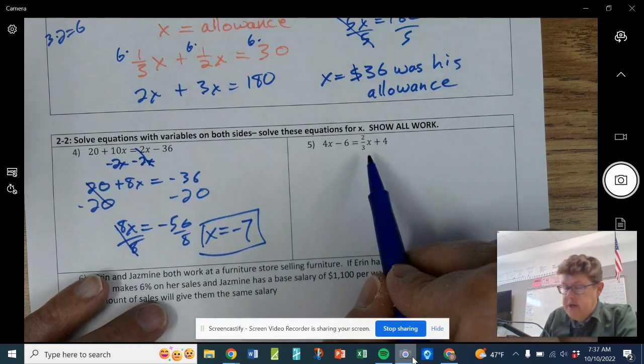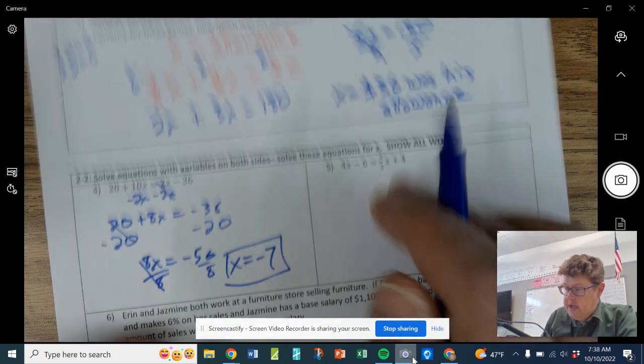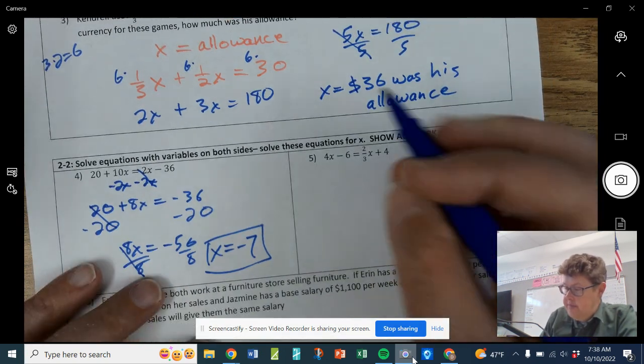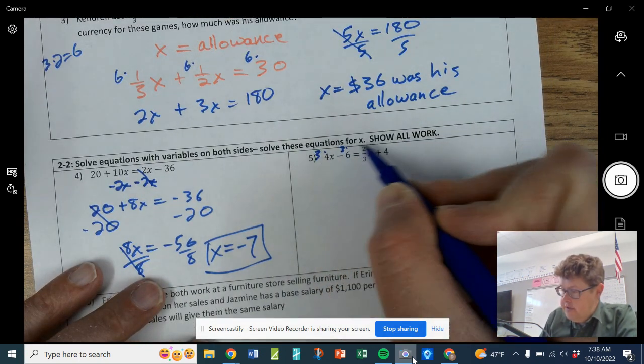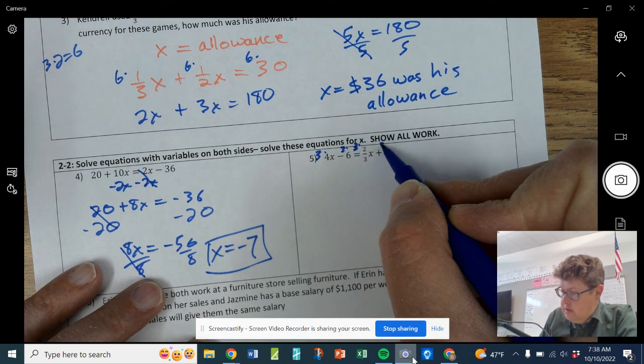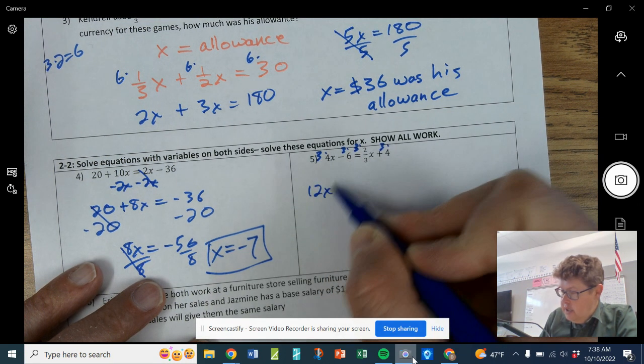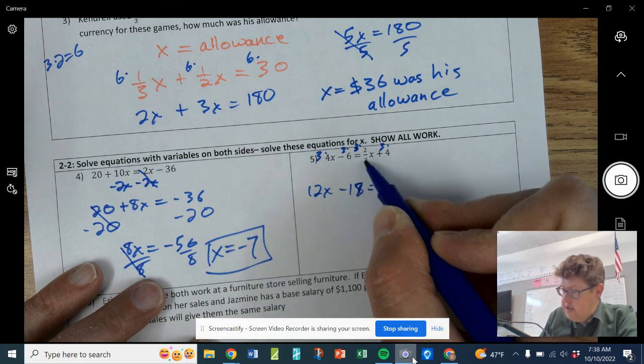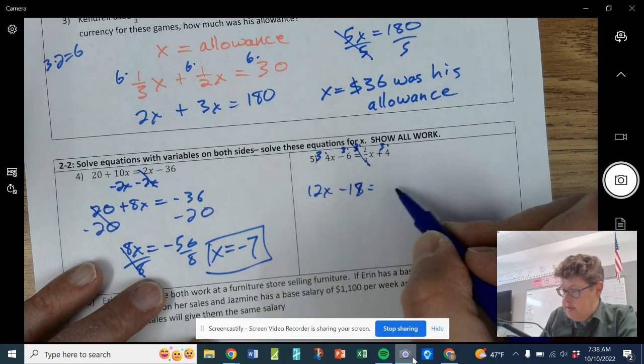All right, so now we've only got one fraction, right? So instead of combining them together like this to figure out a different number to multiply by, I can just multiply by 3. So I'm going to multiply everything by 3. 4 times 3 is 12x. 3 times negative 6 is 18. Now for this, this 3 and this 3 cancel out and leaves me with 2x.